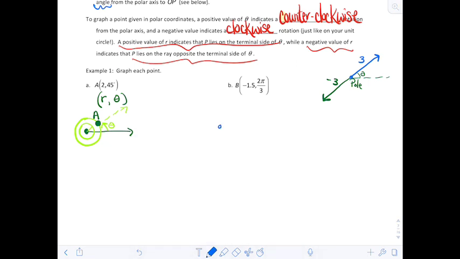So for letter B, let's draw the pole and the polar axis. This is our coordinate system, and so we are going to rotate 2 pi over 3. So again, this is r, theta. So we're going to rotate theta 2 pi over 3, which would be over here in the second quadrant. So theta would be 2 pi over 3.